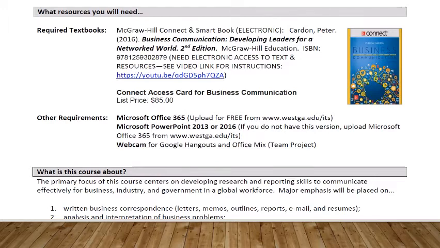Some of the other requirements for this course is making sure that you have Microsoft Office 365, which is a free upload from our university website. You'll also need PowerPoint 2013 or 2016. And you're also going to need a webcam for Google Hangouts and for our team project using Office Mix.